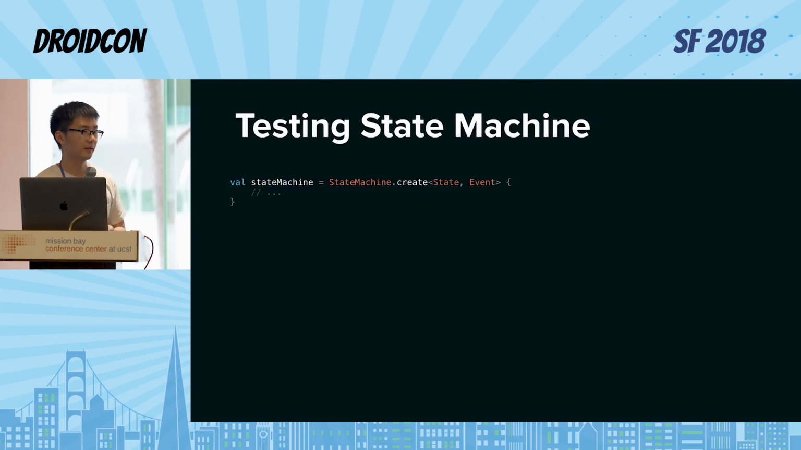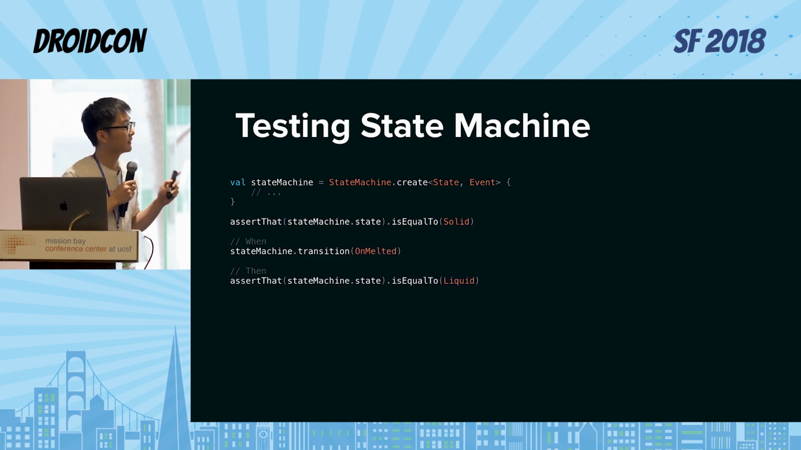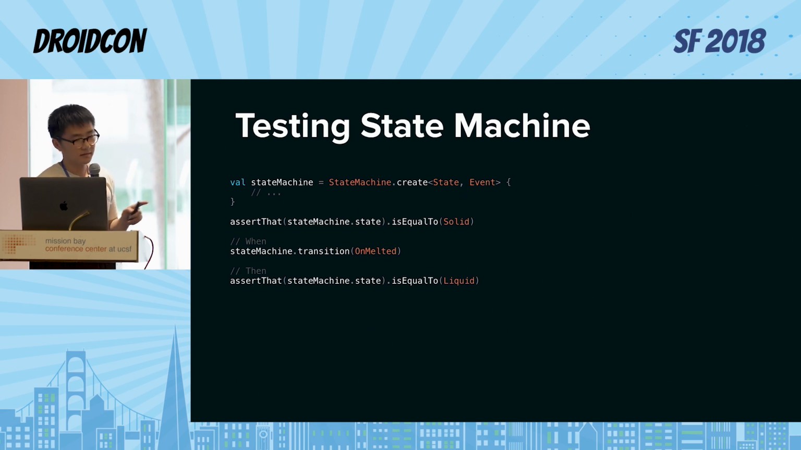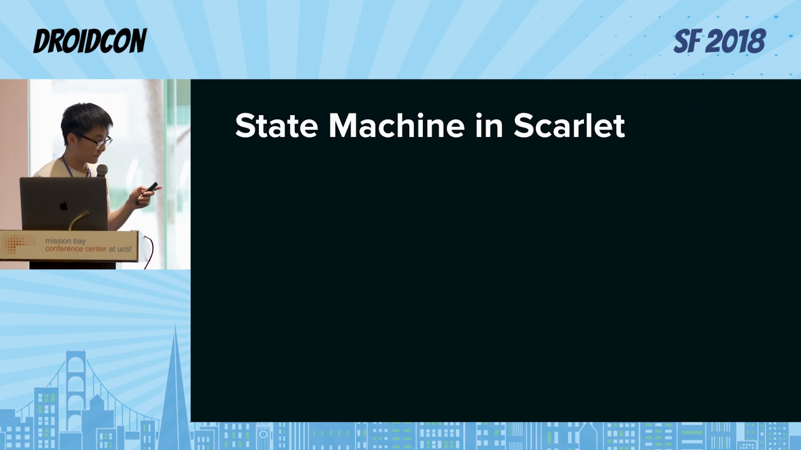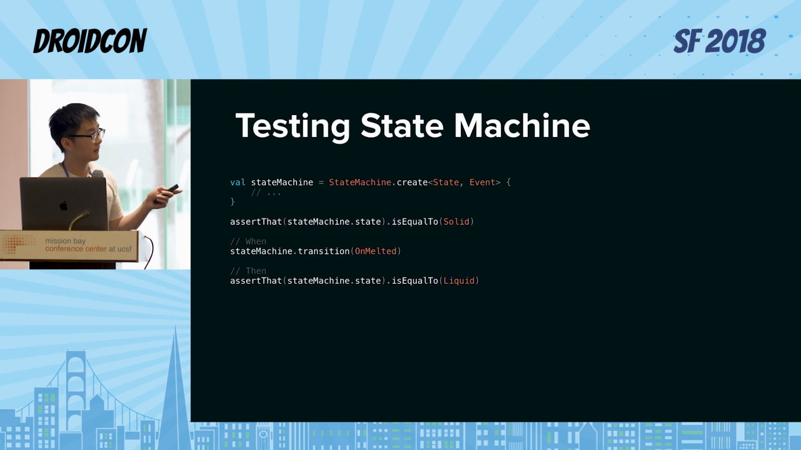It's simple and readable, but it's also testable. After the state machine is created, you can assert the initial state to be solid. And you can also test the state transitions given an unmelted event. We just saw how declarative the state machine is.